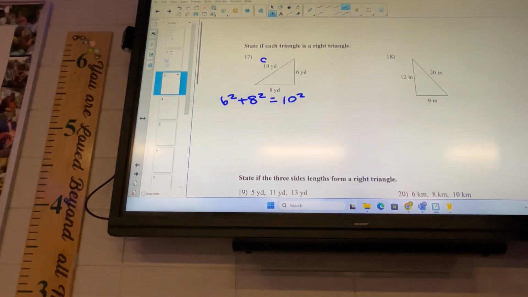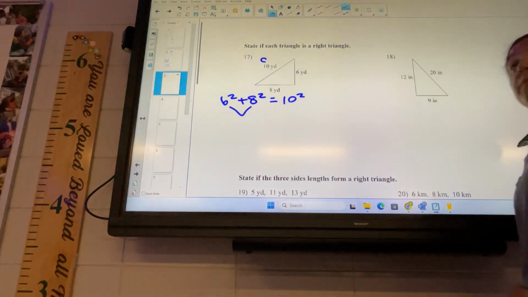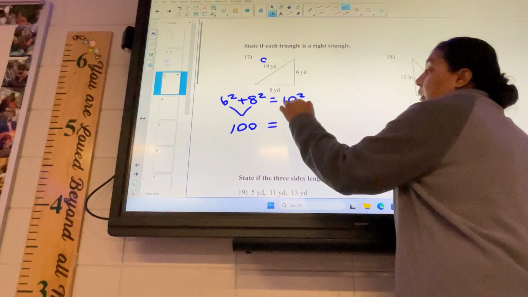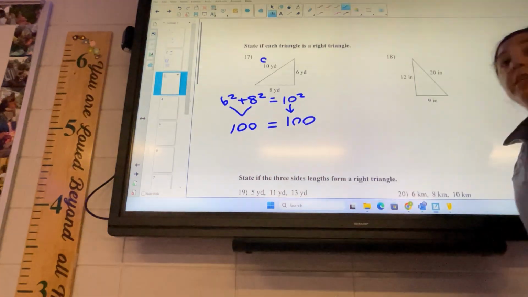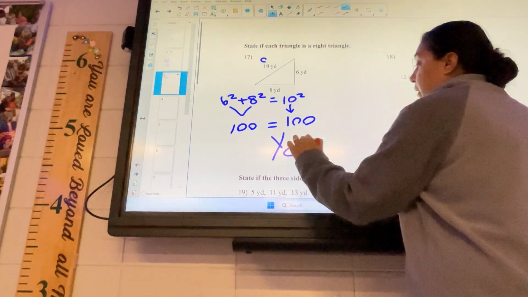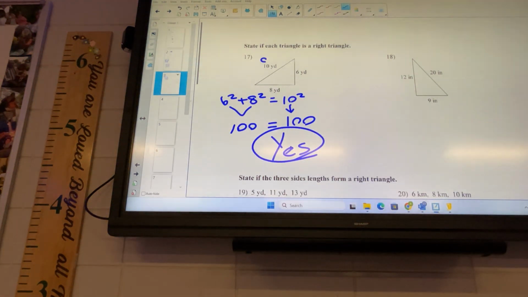Okay, well, what is 6 squared plus 8 squared? 100. Okay, what is 10 squared? 100. Okay, does 100 equal 100? Yes. So what is my answer? Yes, okay, this is my answer. The answer is either yes or no.